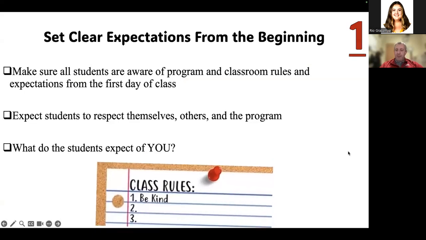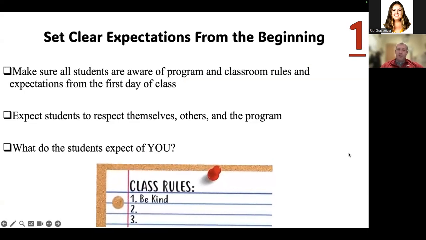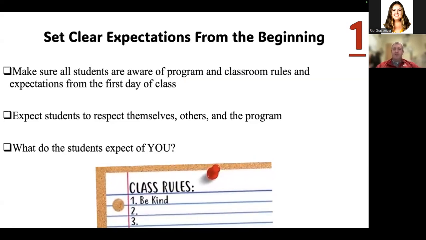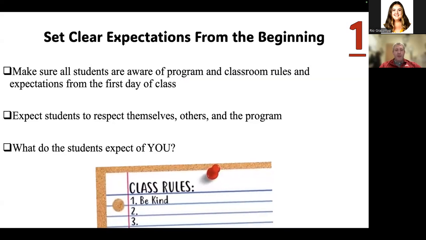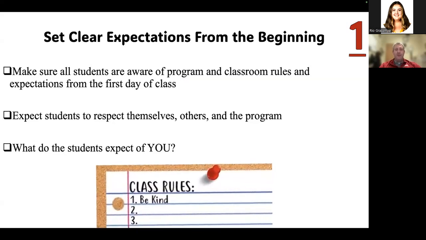So again, I'm just going to kind of quickly go through these because we spoke about them briefly already, but set clear expectations from day 1. It should be in your syllabus. They should have a copy of it. Make sure that they know what your expectations are.